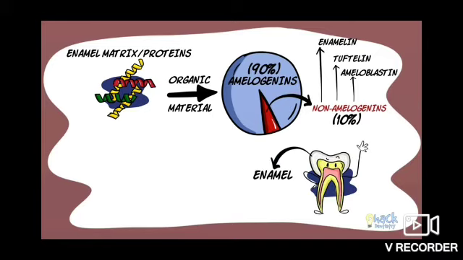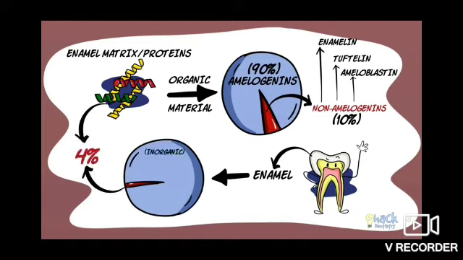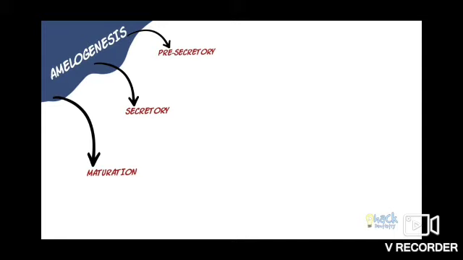Once enamel is fully formed, organic material makes up only 4% of the enamel, and the inorganic portion of enamel is composed of hydroxyapatite and comprises 96% of enamel. Amelogenesis is divided into three stages referred to as the pre-secretory, the secretory, and the maturation stages.